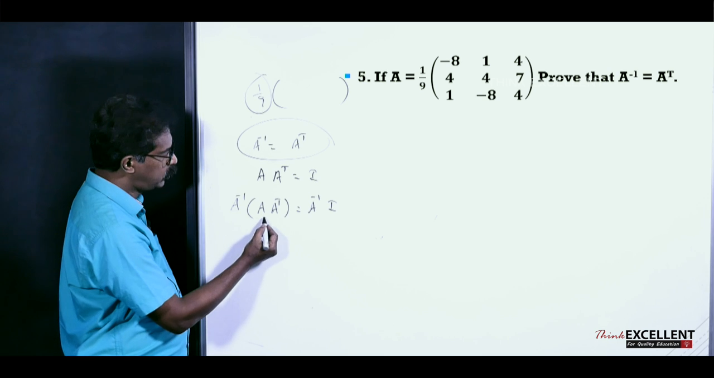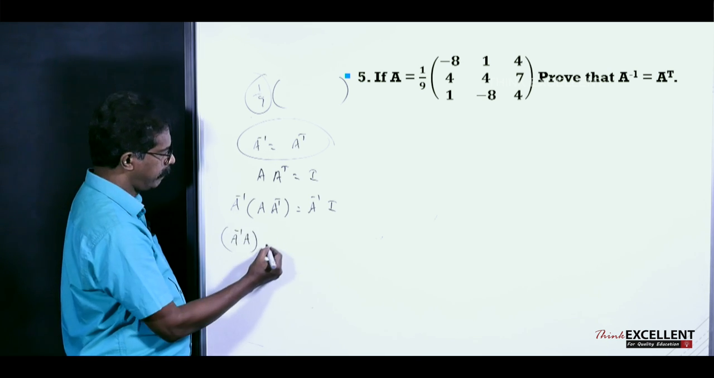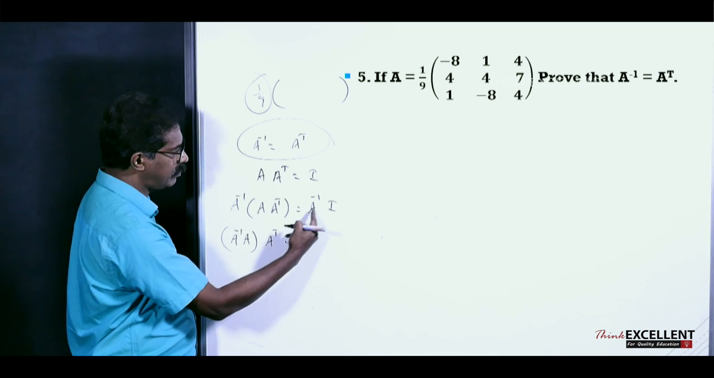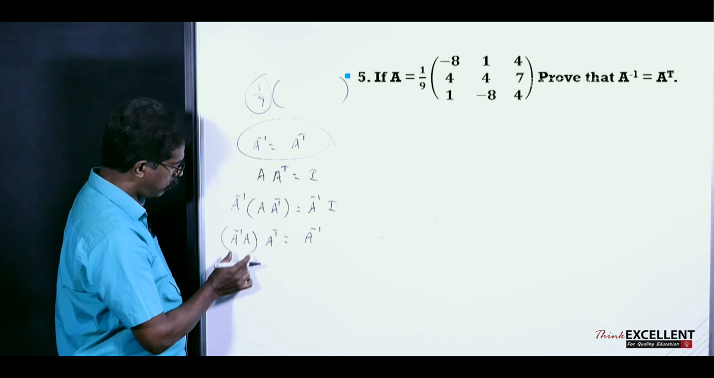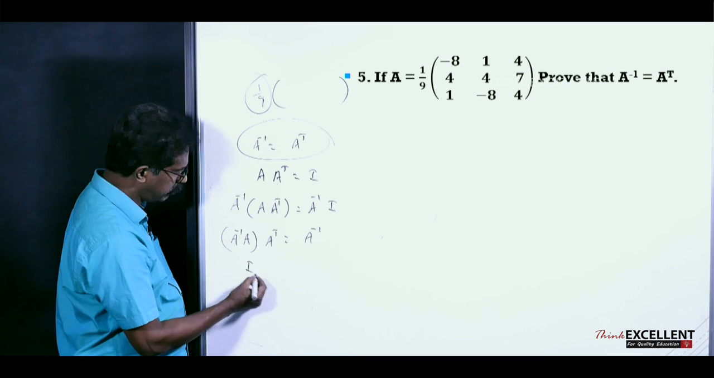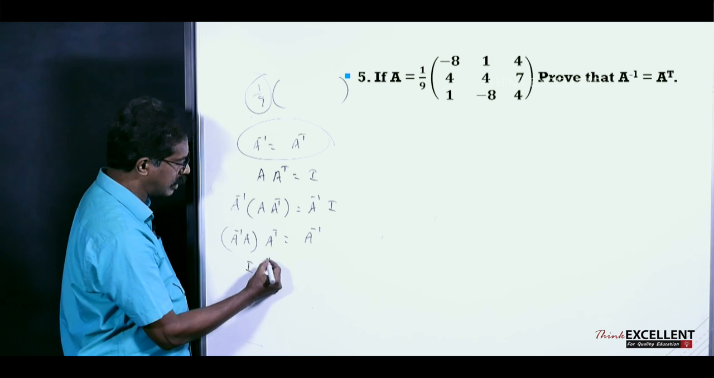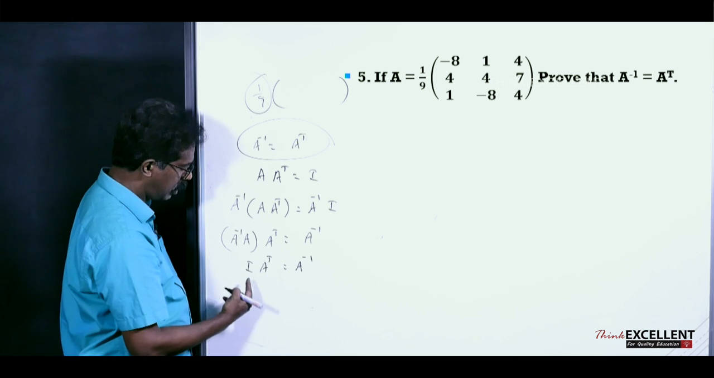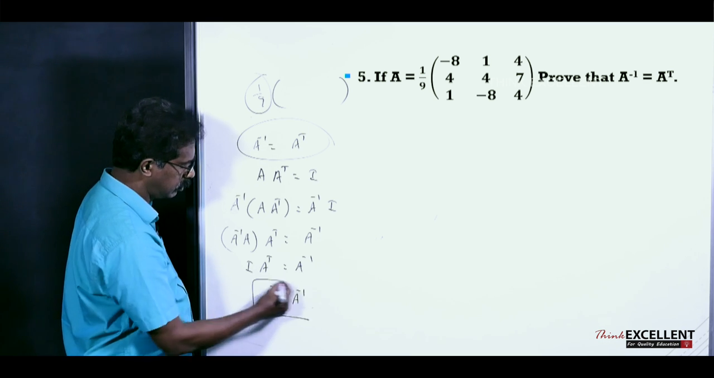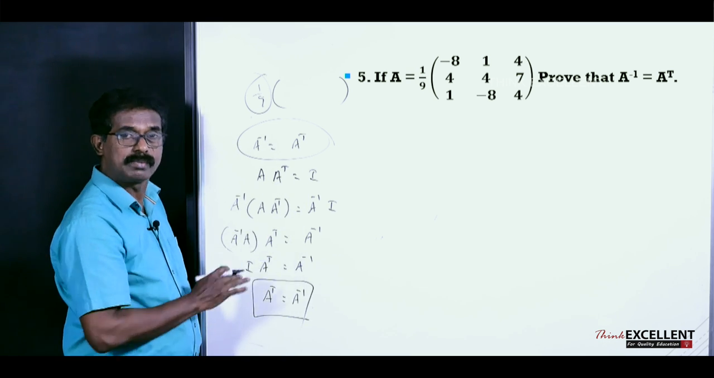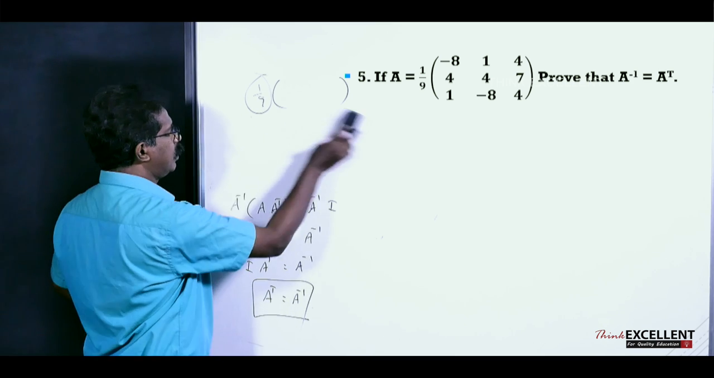So group these two, associative property: A inverse into A, into A transpose, equal to A inverse into I, which is A inverse, because I is like 1. Multiply these two, your answer is I, because a matrix into its inverse is I. I into A transpose is A transpose, equal to A inverse. This is what they asked to prove, right? So this method we use here will be very, very useful. Also, it's a very simple one.